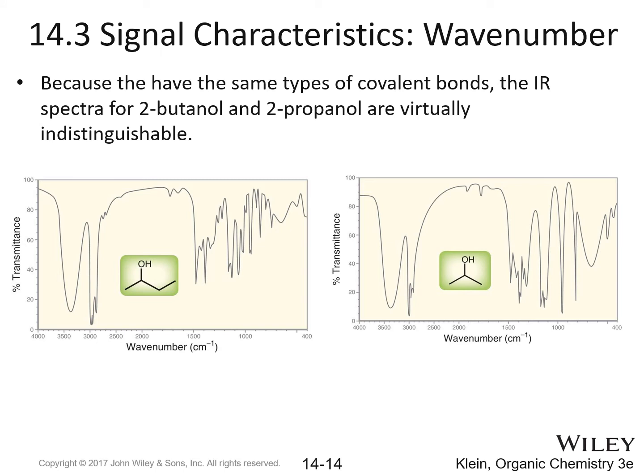Let's focus on the wave number here for different types of covalent bonds. So we have, let's take 2-butanol, 2-propanol, these structures. They're virtually indistinguishable because they have the exact same types of bonds. The connectivity is different. We've got an additional carbon-carbon bond. We've got more carbon-hydrogen bonds here. However, the types of bonds are the same. So when things are very similar, they're hard to distinguish on the IR.